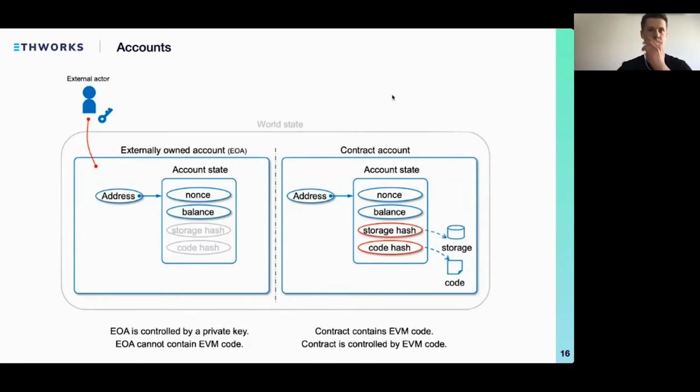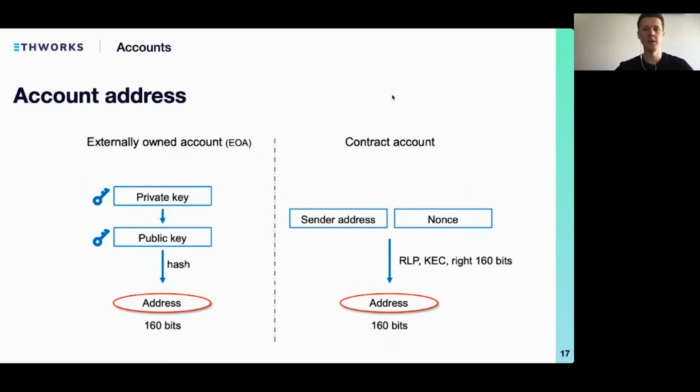Now, how do you get an address of an account? In case of externally owned accounts, you have a private key from which you derive a public key, and then you hash this public key and take 160 bits of this hash, and this is the address. So the address of an externally owned account is derived from its private key.